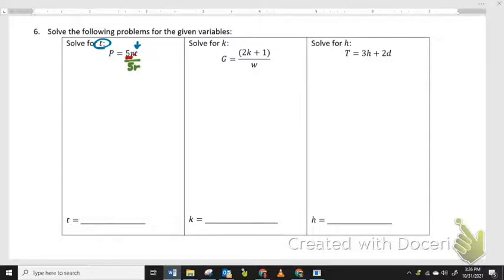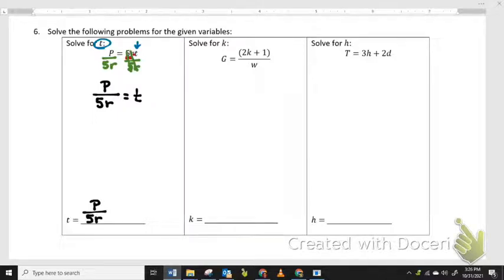Rules of algebra say if you do it to one side, you have to do the exact same thing to the other side. So the 5 is going to cancel. The r is going to cancel over there on the right. I would have p divided by 5r on the left, and the t all by itself on the right. So down here on this line on the bottom, t equals p divided by 5r.